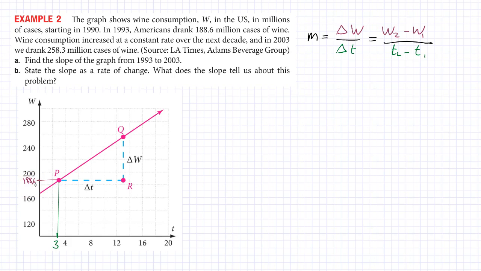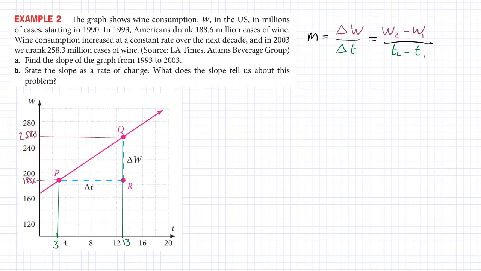Okay, and then the other point they tell you about is at this point, this represents when t here is, it looks like about 13 there. And at that point, what is W at that point? 258.3 million cases of wine.